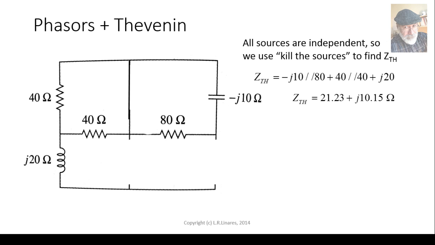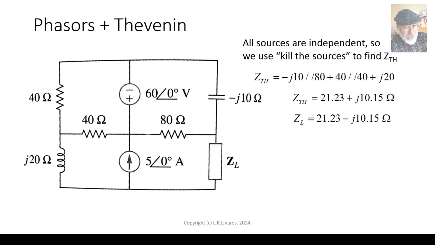That means that our ZL should have as a value the conjugate of that one. The value of ZL should be 21.23 ohms, negative j10.15 ohms. We insert that optimal impedance there, solve the circuit, and find the power in that impedance. That's what we're going to do to find what is the maximum power in that source. Reference node, node 1, node 2, and node 3.